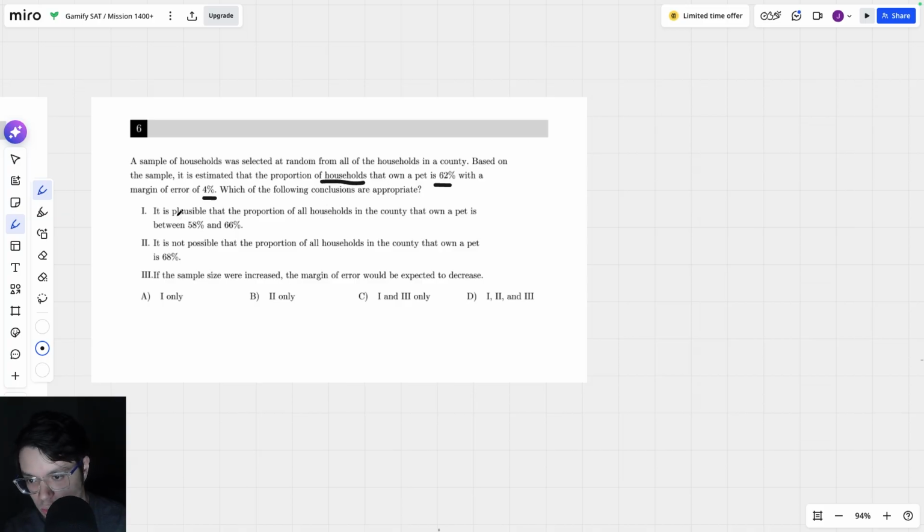One, it is plausible, okay, so that's a good word again, that the proportion of all households in the county that own a pet is between 58% and 66%. Okay, that seems very good. So yeah, that definitely would be in the margin of error, so that's probably going to be one of the ones.